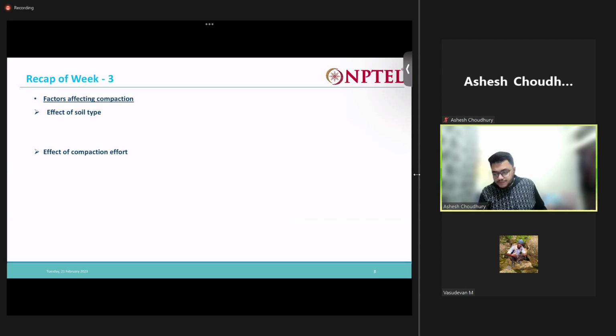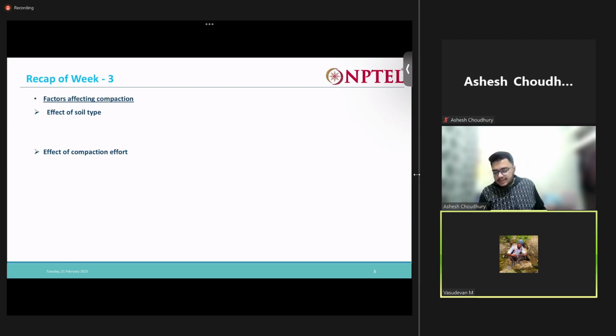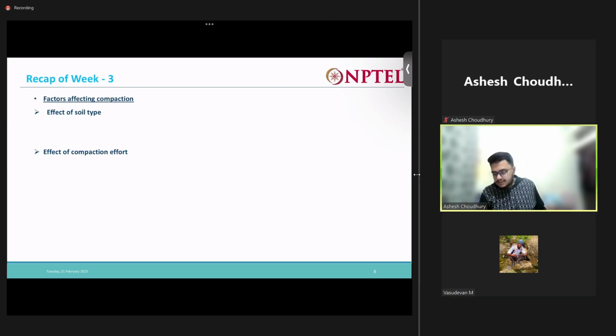Then, what are the factors that affect our soil compaction? The main factors are, first, the soil type. Soil type means the grain size distribution. In the case of coarse soils, the grain size distribution is the main thing which determines how much you can compact the soil, right?